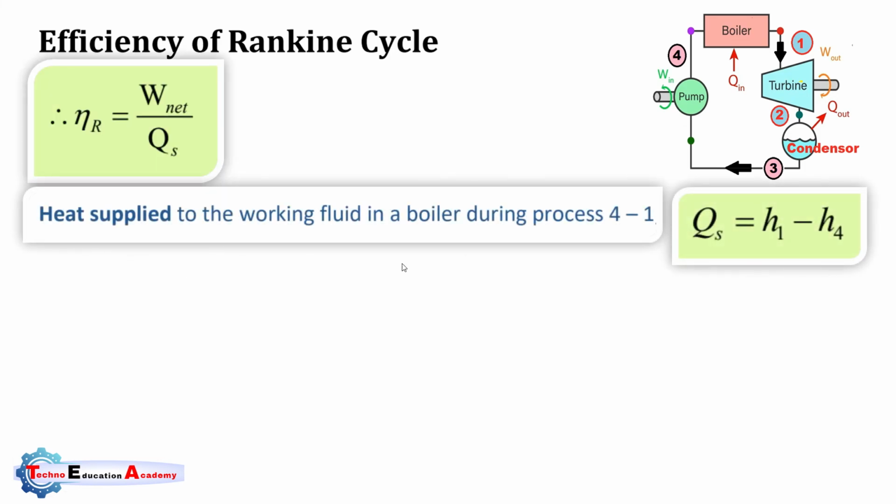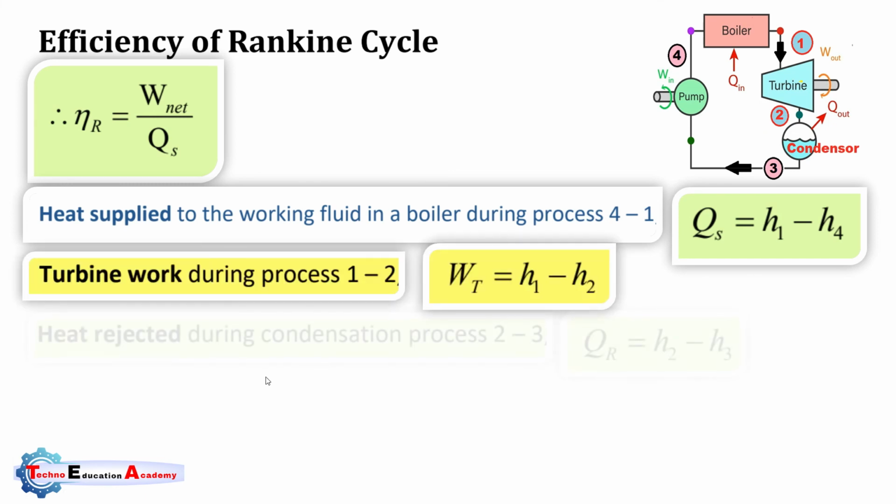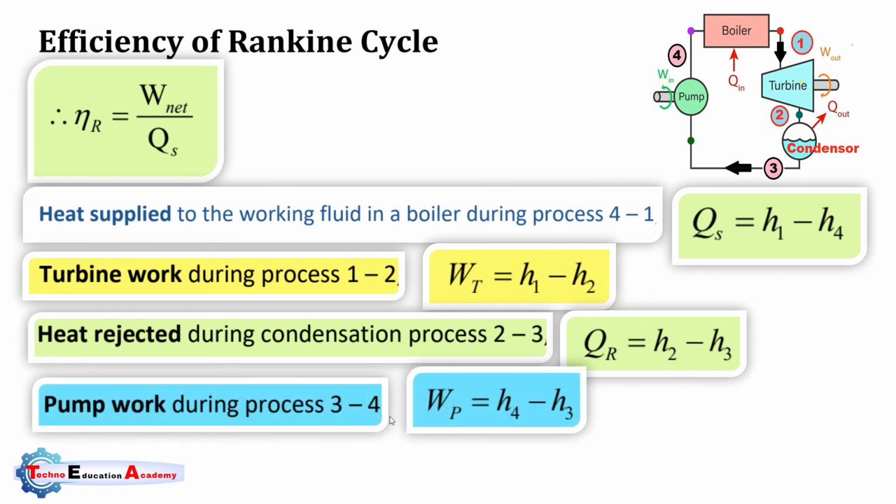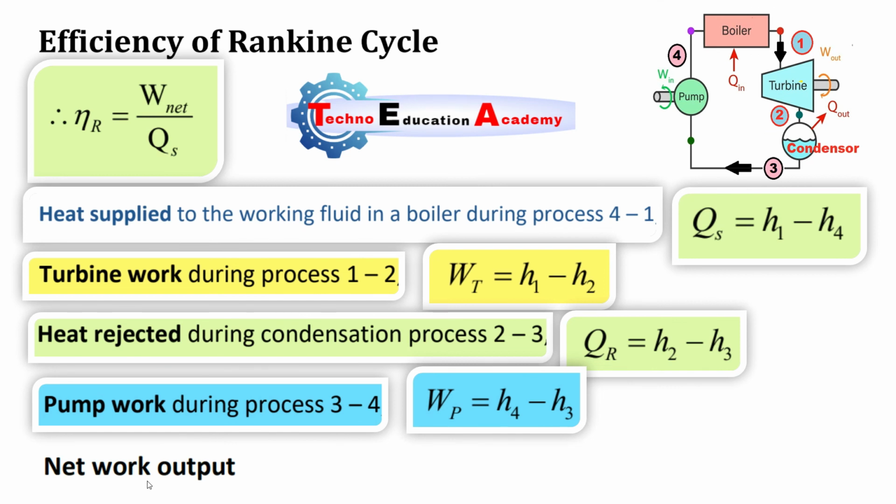Heat supplied to the working fluid in the boiler during process 4 to 1: we have already derived this equation, QS equals H1 minus H4, in the previous slide. Turbine work during process 1 to 2 is H1 minus H2. Heat rejected during the condensation process 2 to 3 is QR equals H2 minus H3, and pump work during process 3 to 4 equals H4 minus H3. So net work output means turbine work minus pump work, WT minus WP, because this is an output device and this is an input device.